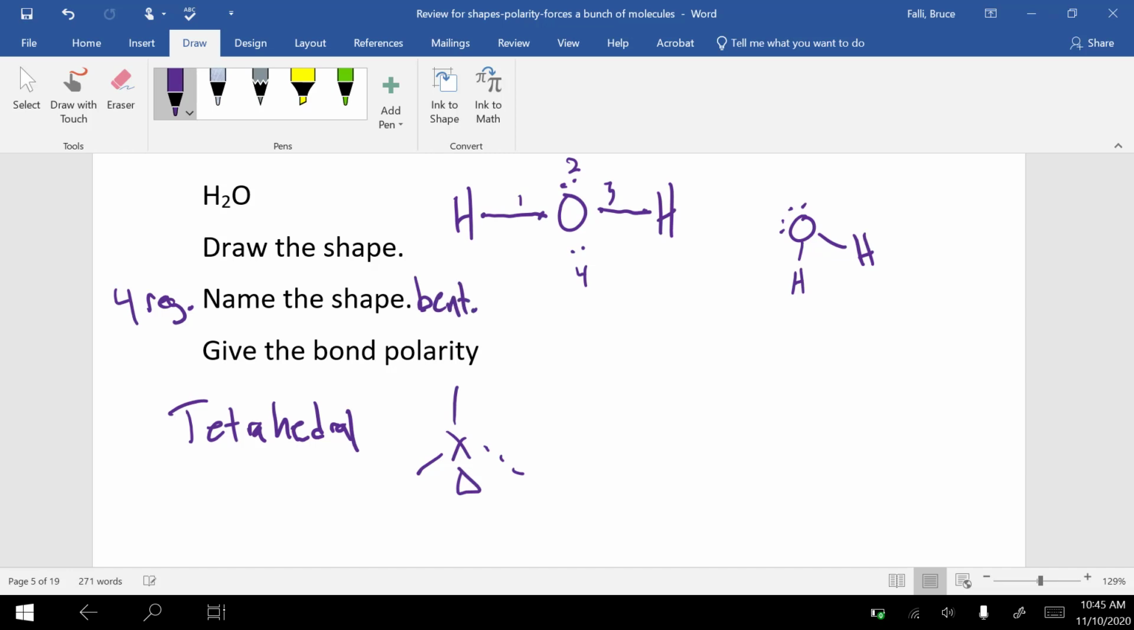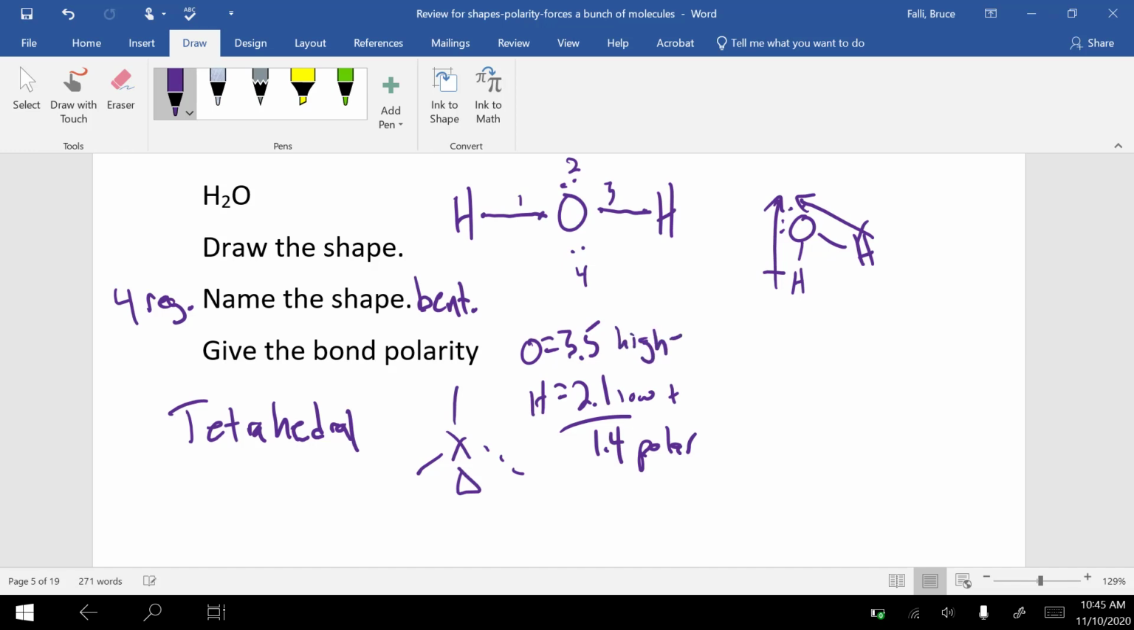Okay? Bond polarity, it's kind of sad, but I know oxygen is 3.5. Hydrogen is 2.1. That's 1.4. So that's polar. I'm going to draw my arrows from positive hydrogen. This is the low one, positive, to my high electronegativity oxygen.